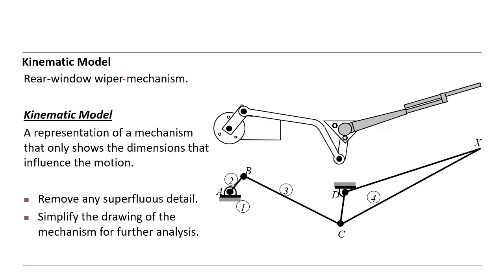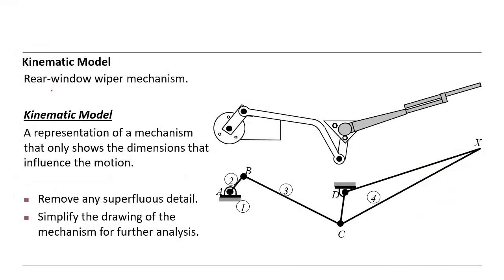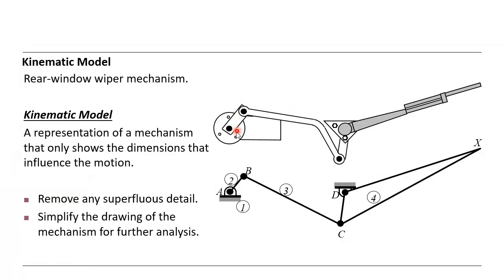Now, you see here the kinematic model of a rear window wiper mechanism. This is a rear window wiper mechanism. You can imagine from the car, each car has such a window wiper, not only the rear, also in front of the car. But you see, this is a mechanism.